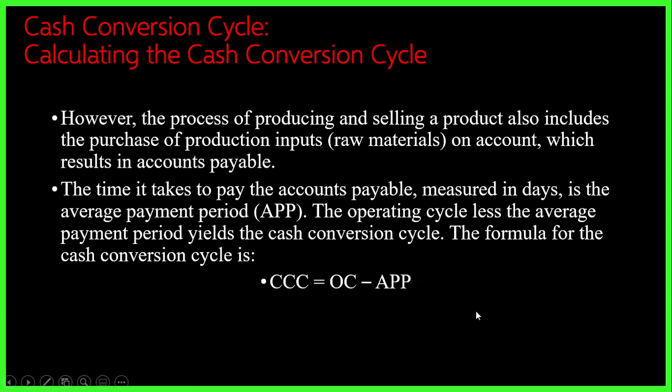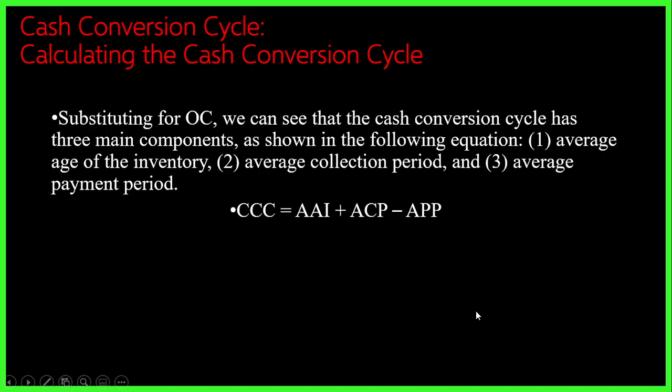Anyway, let's continue. So, eto yan. Cash conversion cycle is equal to operating cycle less average payment period. Let's continue. Substituting for OC, we can see that the cash conversion cycle has three main components as shown in the following equation. Average age of inventory, average collection period, and the average payment period.